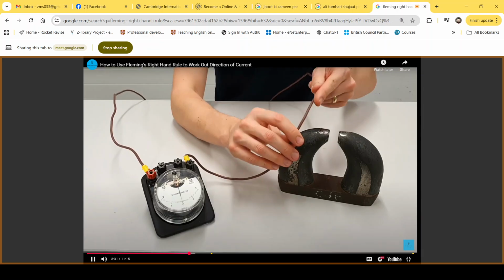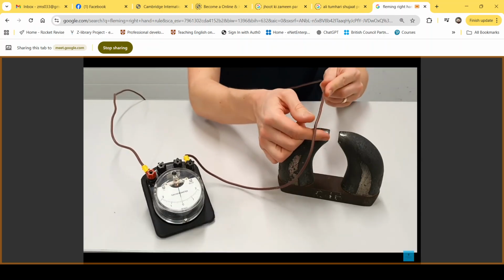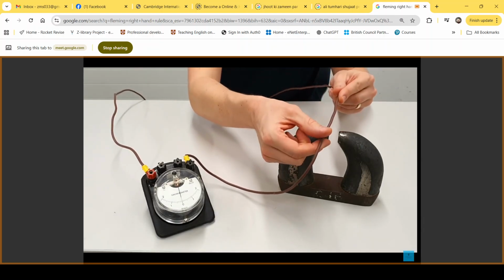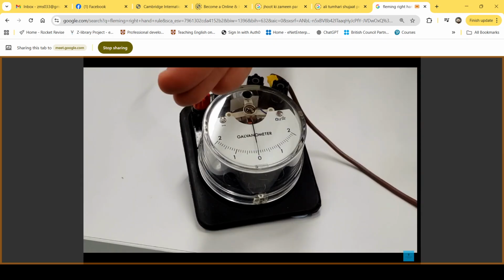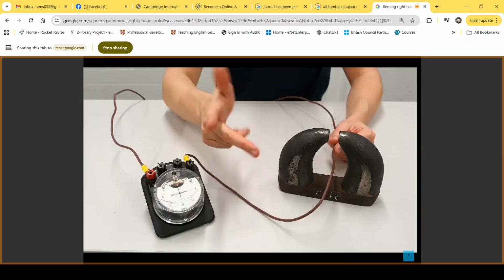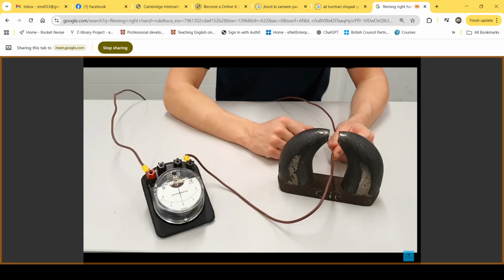Now, if I take my conductor and pass it through the magnetic field, have a look at which way the needle deflects. Watch the needle carefully because it won't deflect an awfully long way. Did you see the needle just went that way, a little bit? It deflected in that direction. Does that comply with what we said about Fleming's right-hand rule?